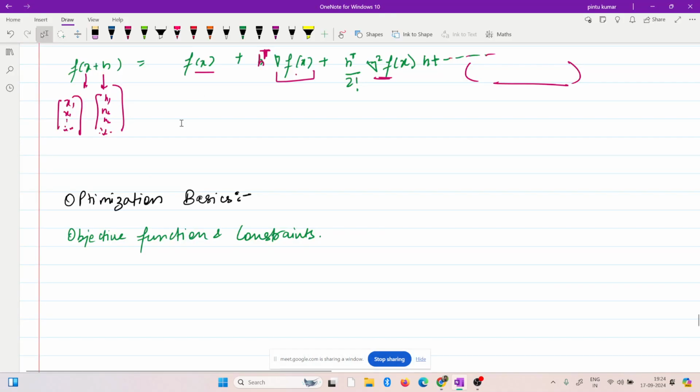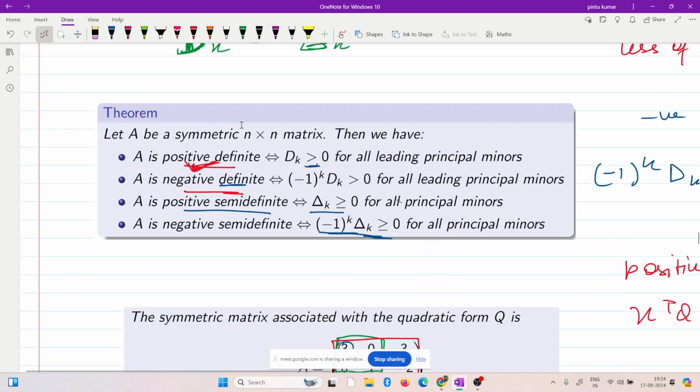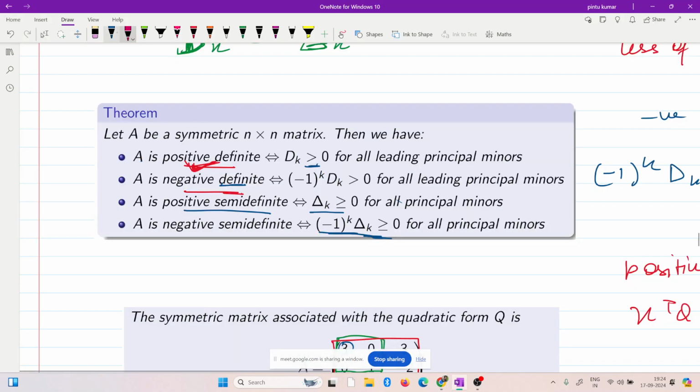Okay. So I'll just try to answer that question. See, I hope my screen is visible. Yeah. So Alvin, if you look at this theorem or the condition, the first condition, whenever you have to say whether it is positive definite or not or negative definite or not, then you just need to check the leading principal minors. So this Dk, I'll just go to that screen. I'll erase whatever I have written.